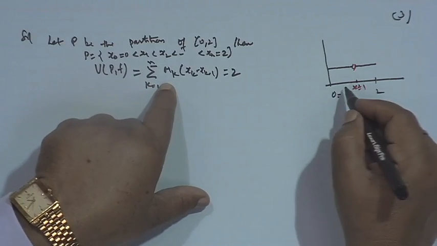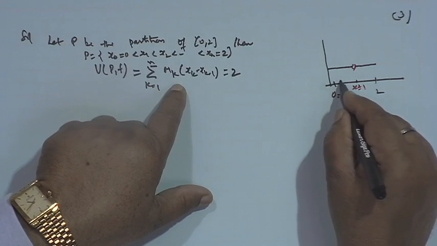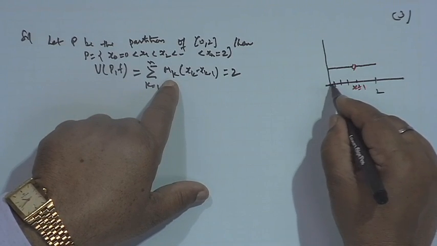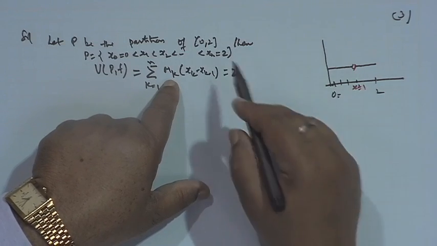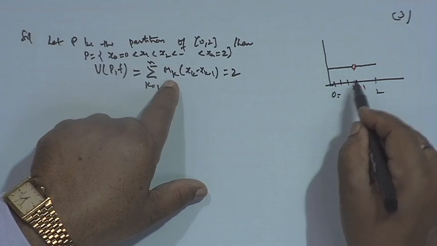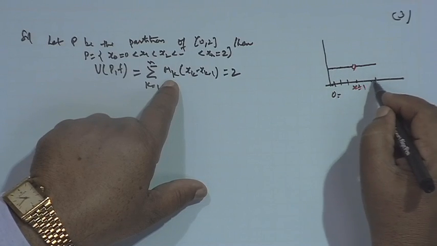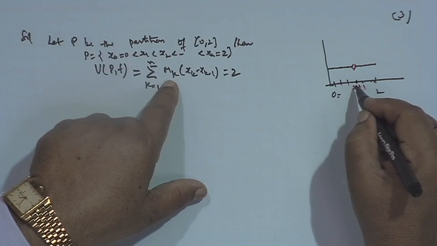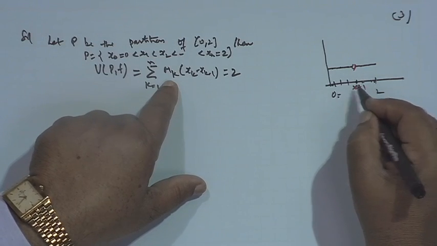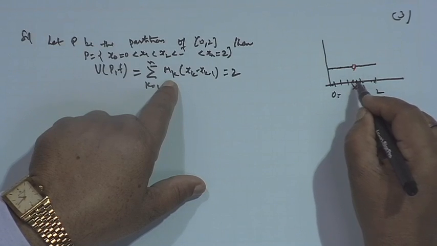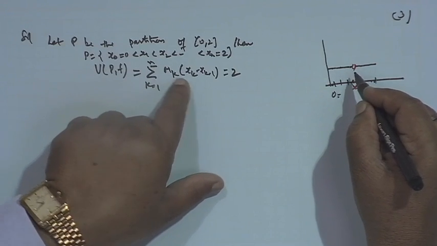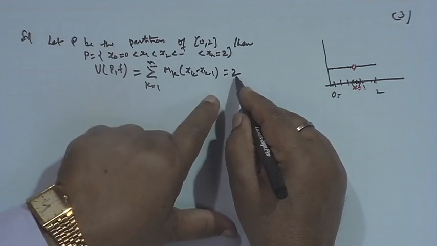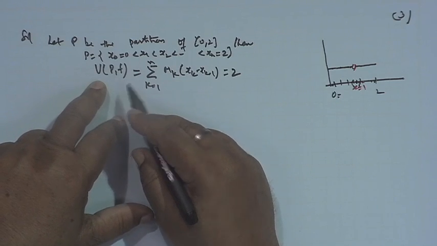Now, M_k over any subinterval when you partition it, the upper value of the function, or the supremum of the function, will always be 1, because when x is not equal to 1, the value is 1. Even when you take any subinterval that includes x equal to 1, there are points where the function has value 1. So, the maximum value M_k will always be 1, and the sum of these subinterval lengths is nothing but 2. Therefore, the upper sum will always be 2.